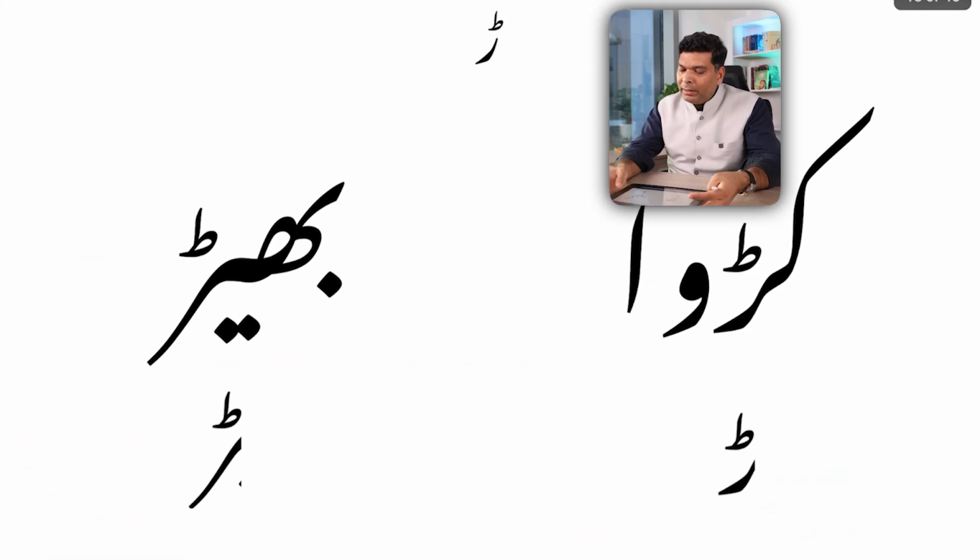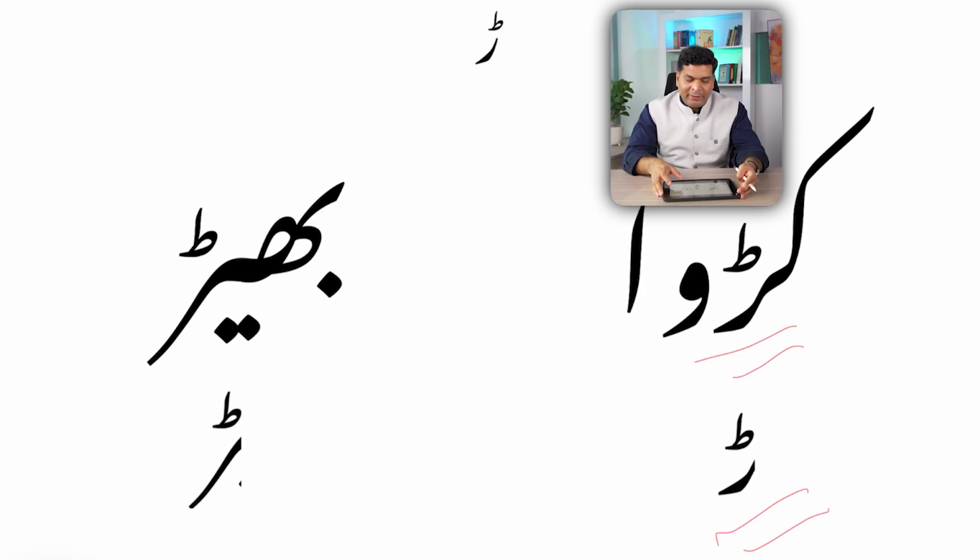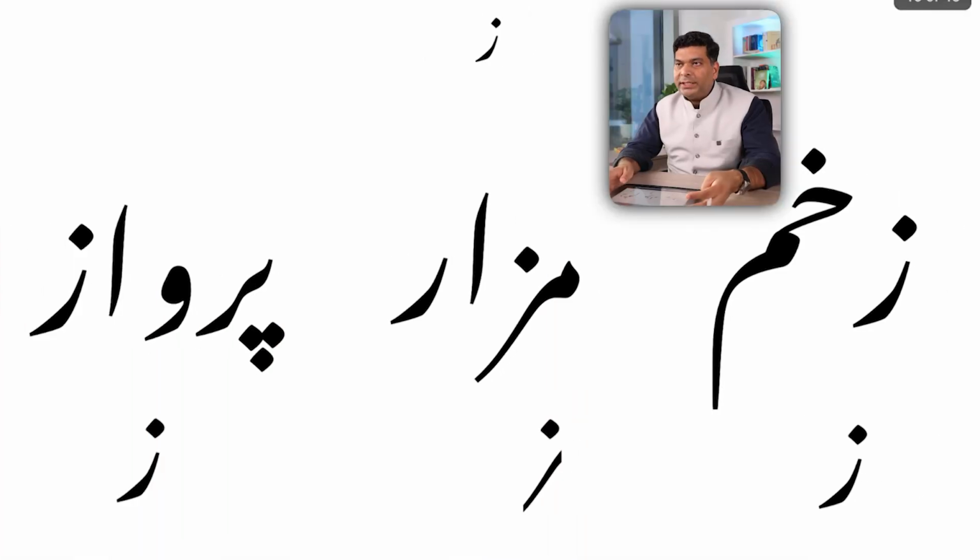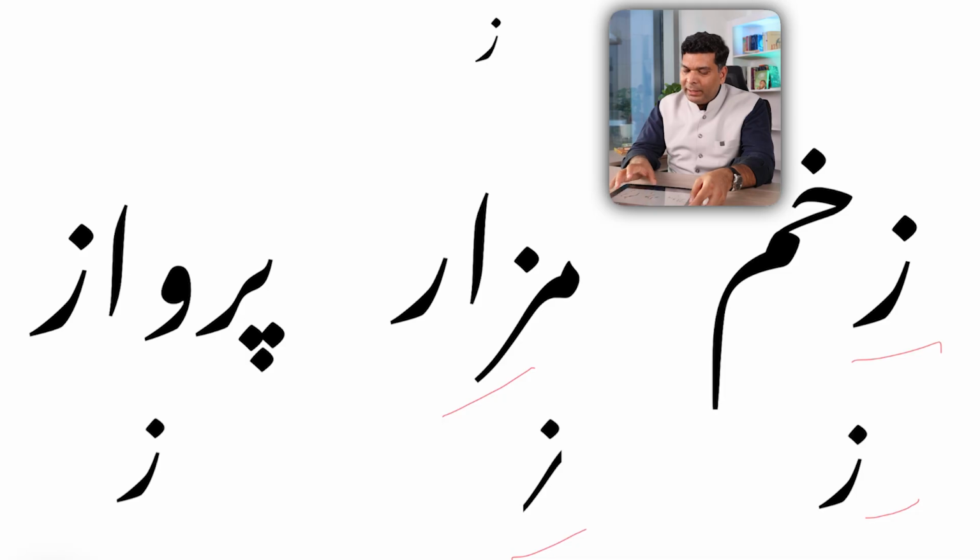So if you see Re here, it is used always in the middle. You have no word starting with Re. In this case we have Karva, and Re is in the middle, retaining its shape, and we have Bhir, in which it is again retaining its shape in the middle. A slight bit of variation, but you can still identify it because more or less it remains the same. The same is true for the other letter, Zay. We have Zakhm, where it starts with Zay with the same shape, Mazar, where it is in the middle, and Parvaz, where it is in the end. All places retain the shape.